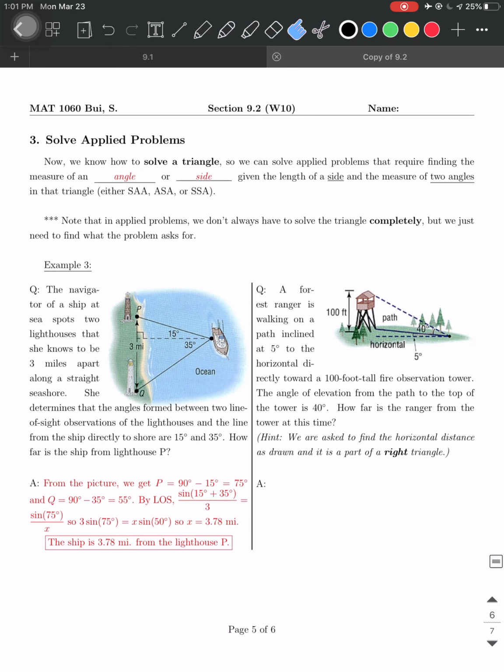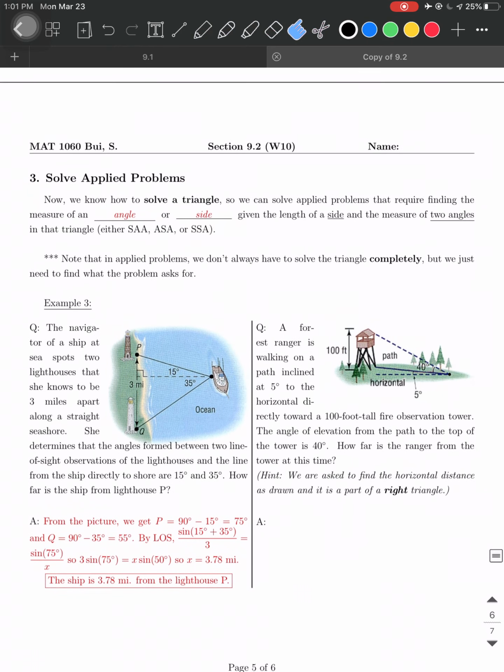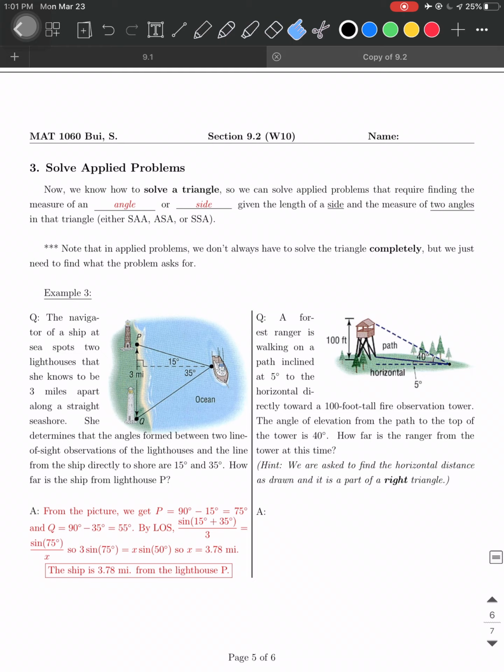Okay, let's talk about real life application. So with all that knowledge, how can we apply it to a real world problem? When it comes to a real world problem, you don't have to solve for a complete triangle. That's why I put in here, you don't have to solve for it completely. You just have to solve for whatever the question asks you. Sometimes the question will ask you to solve for a specific side or a specific angle, but you don't have to solve for all 3 missing data.